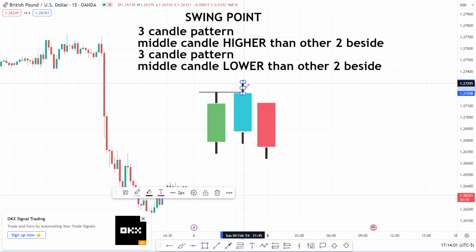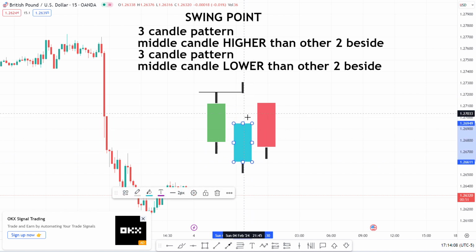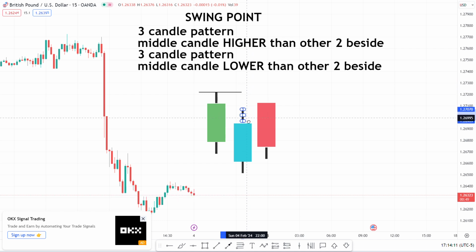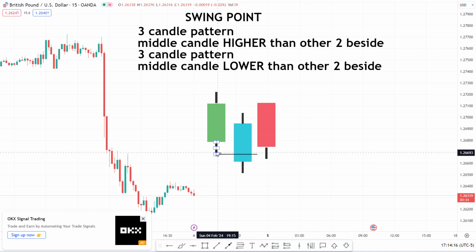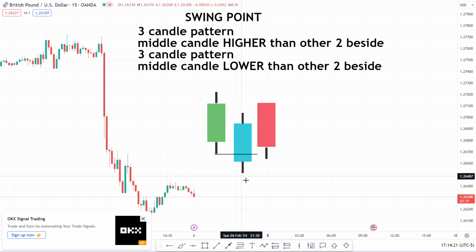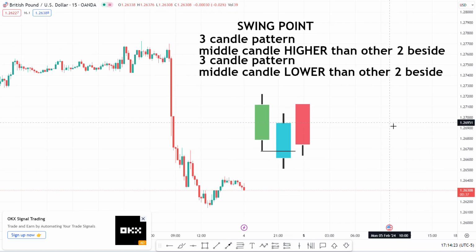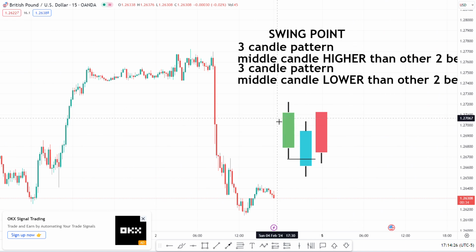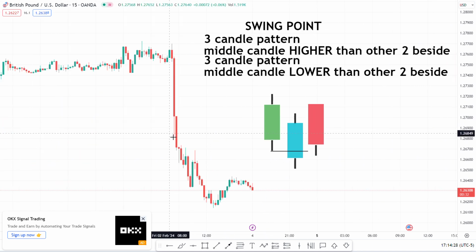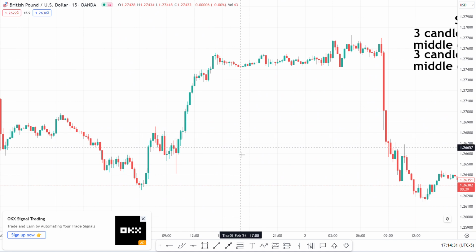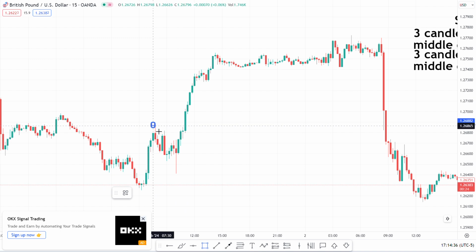I can't flip this. Okay, drag lower, lower, lower. Yeah, there we go. So that swing low is a three candle pattern. That's a swing point. So you get swing highs and swing lows, and it goes deeper, but we're not going to get into it. So just off the rip, that's a swing high.